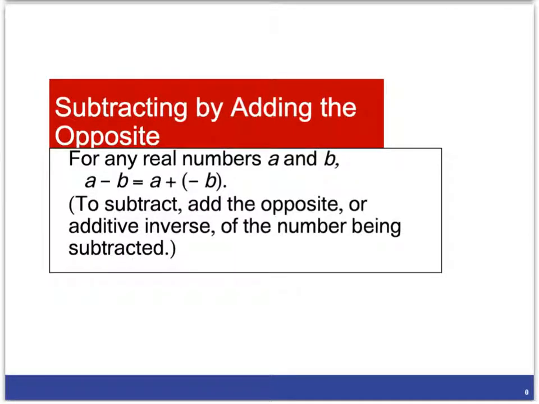For any real numbers A and B, A minus B equals A plus negative B. So to subtract, you're going to add the opposite, or it's called the additive inverse, of the number being subtracted.